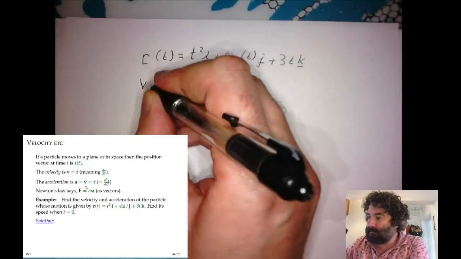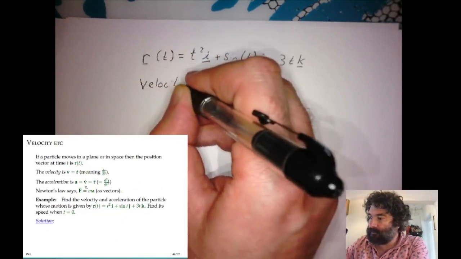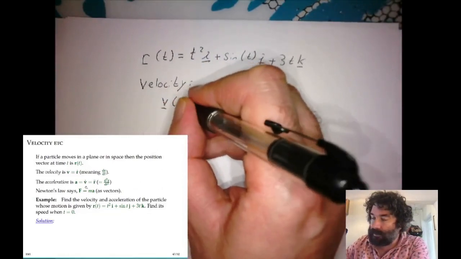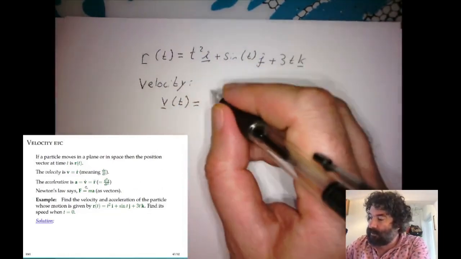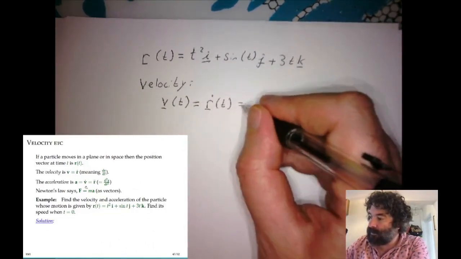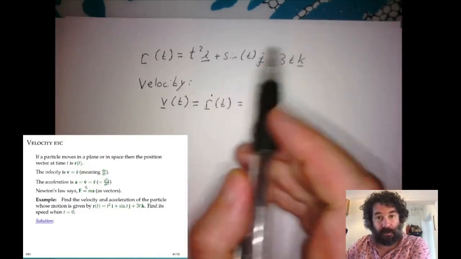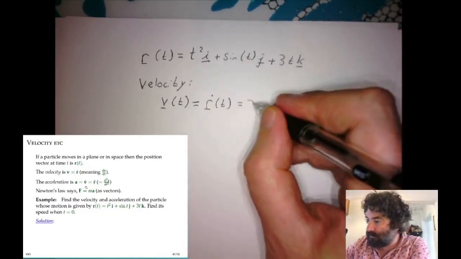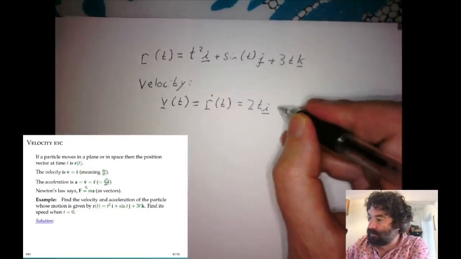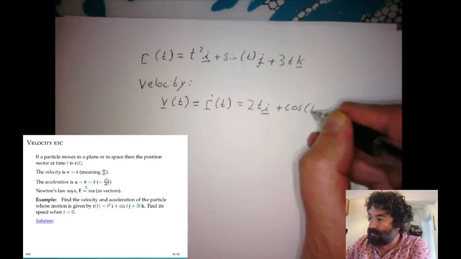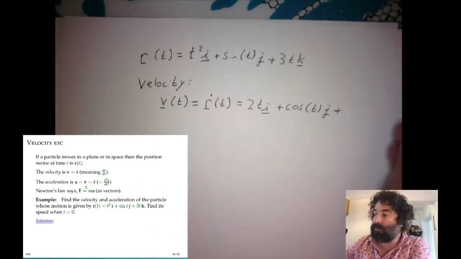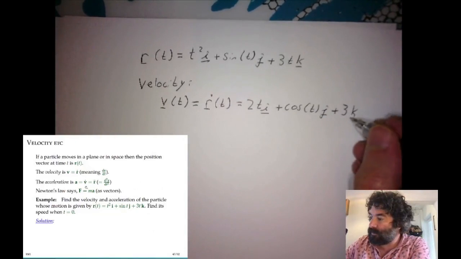Then the velocity is given by the derivative of the position vector. So the velocity vector as a function of time of this motion would be the derivative of the position vector. We just take the derivatives of each of the components separately. The derivative of t squared is 2t, so 2t times i. The derivative of sine is cosine, so plus cosine of t times j. And the derivative of 3t is 3, so 3 times k.